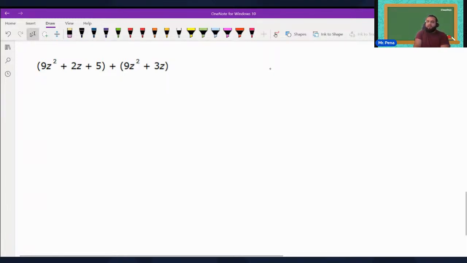Now we have 9z squared. Ooh, this is a big one. It's not that big.